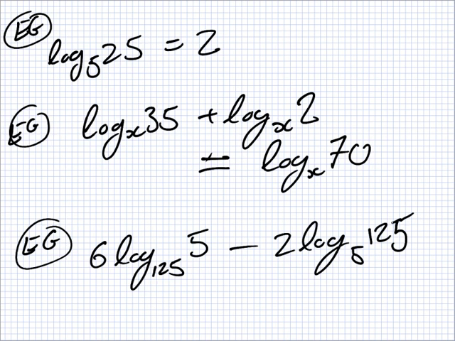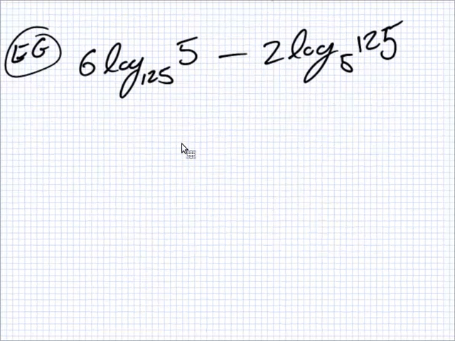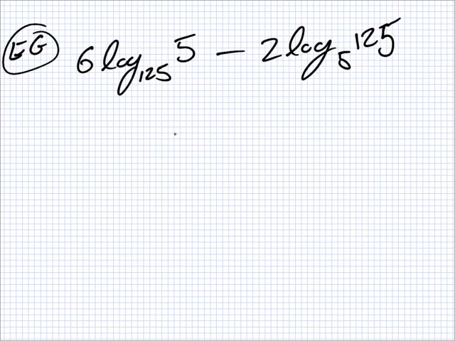Okay, can we scroll down to this one? Right, now, first things first. When we're dealing with a log problem, we always desire to have the base the same in all the logs, which we don't have here. We have a log base 125 and we have a log base 5. So this is a problem.